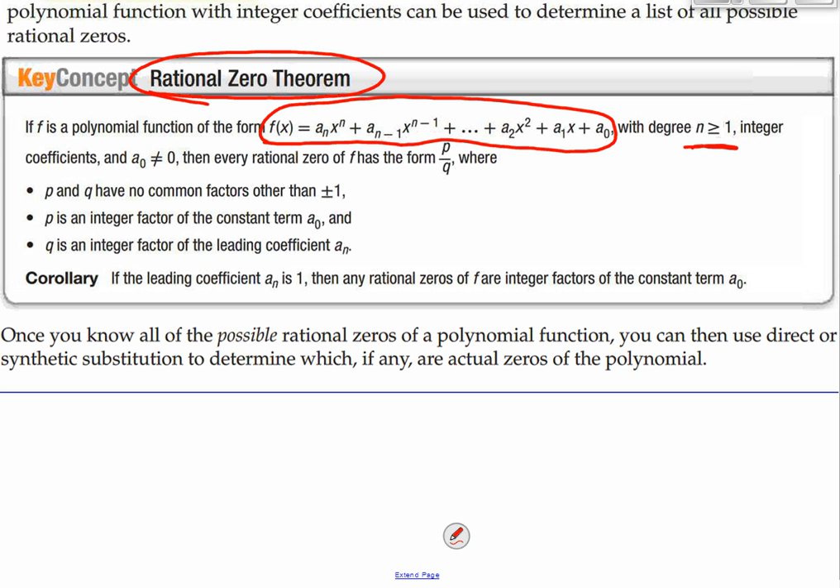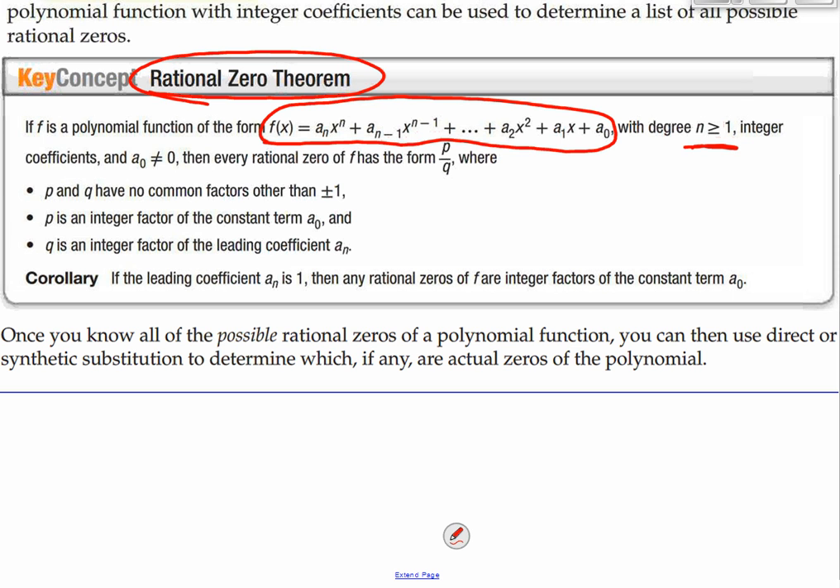And the last term is not 0. That means there's no common factor of x. If a sub 0 was 0, there would be a common factor of x. We would factor that out. Likewise, if there's a common factor of 2 or some number, we would factor that out as well.